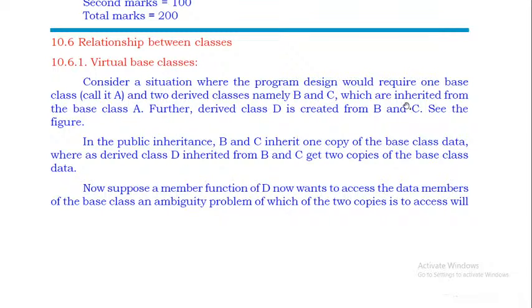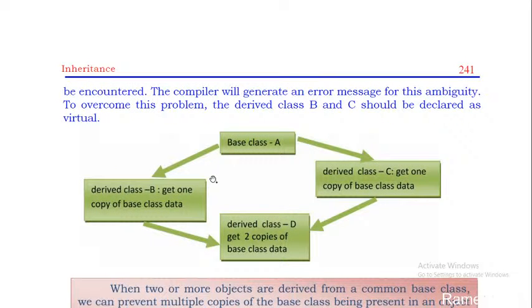Now, B and C are inherited from the base class A. So see, observe here, this will be inherited from the base class A. So that means B gets one copy of the base class data. And here also the C derived class gets one copy of the base class data.